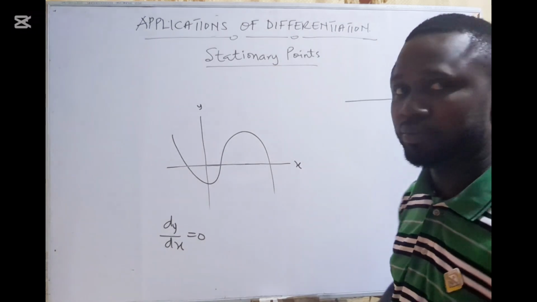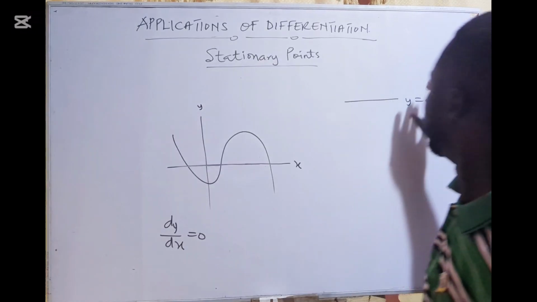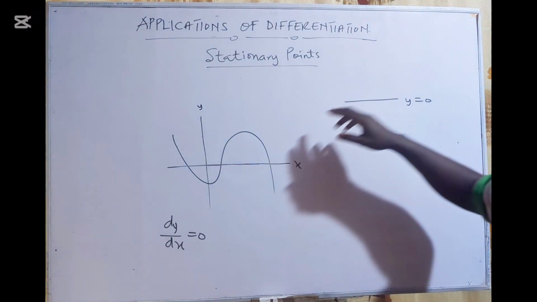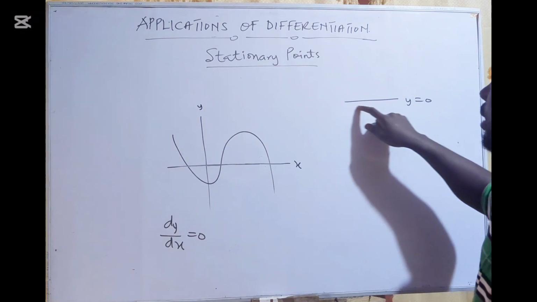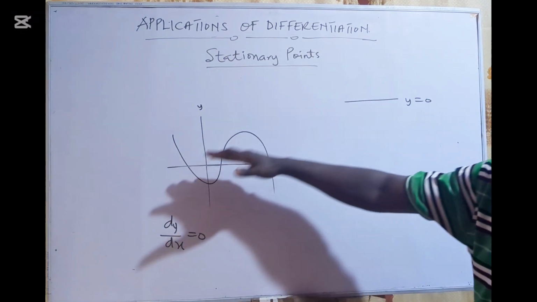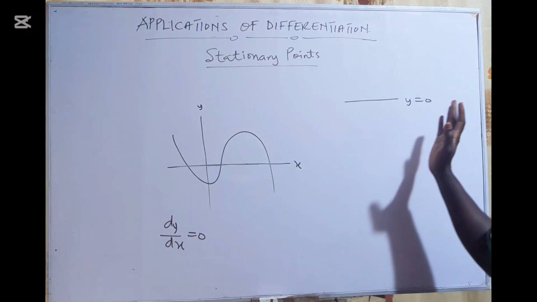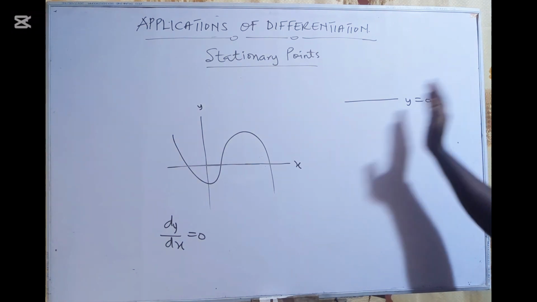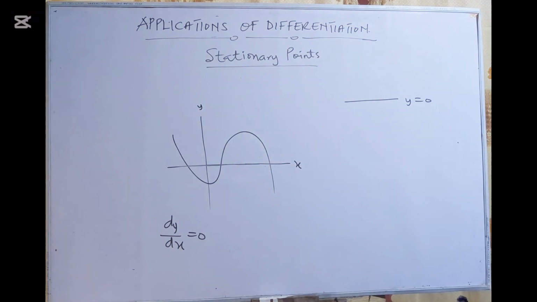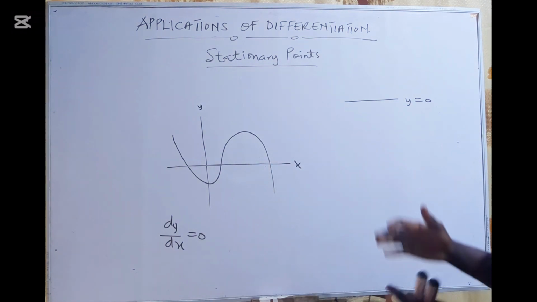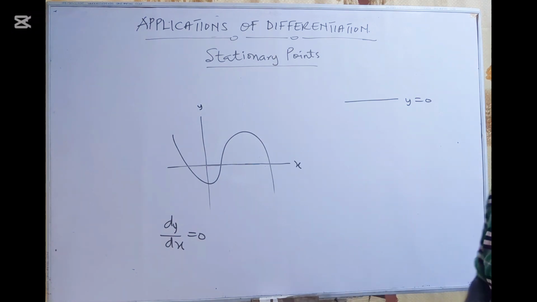The value of y is 0. Then it means that whenever the tangent is parallel to the x-axis, the value of y is 0. It means that there is no change in y, but there is a corresponding change in x.